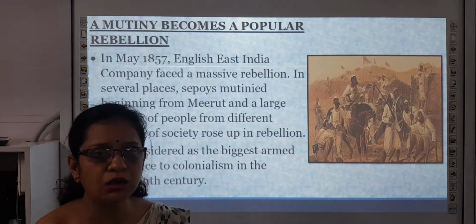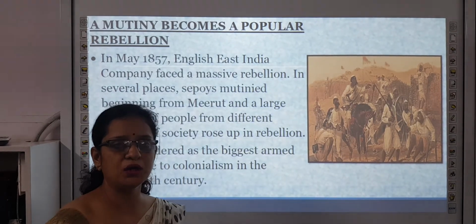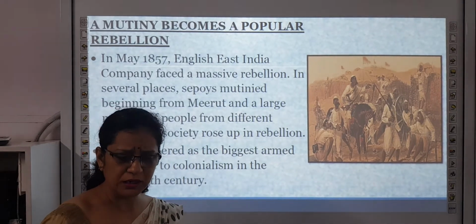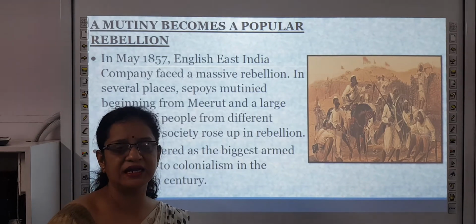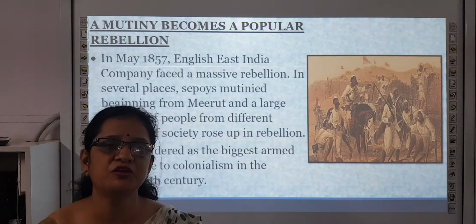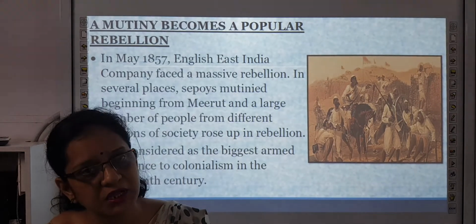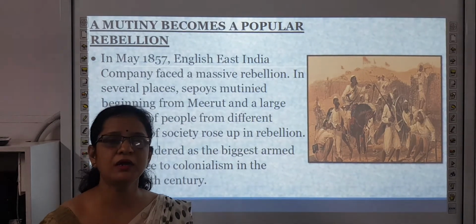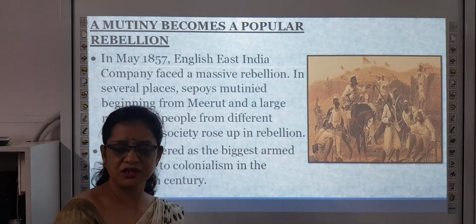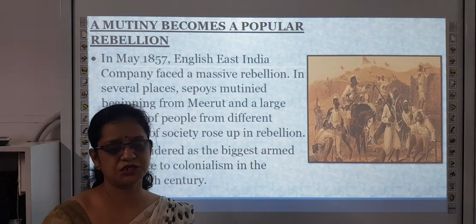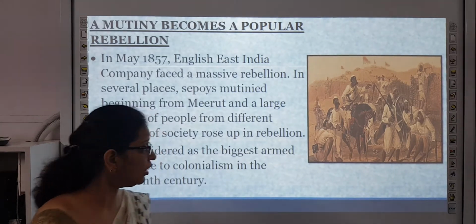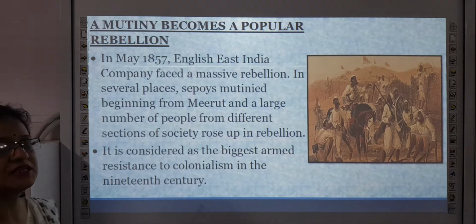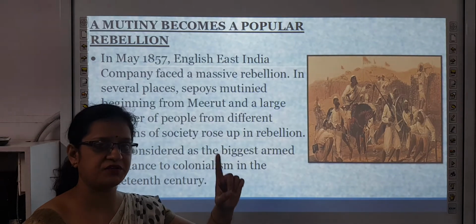Students, although the struggle between the ruler and the ruled is not quite unusual, sometimes it spreads widely, so it becomes very difficult to handle the situation. Many people began feeling that they had a common enemy and should rise against them at the same time. For such a situation to develop, people have to develop organization, communication, take initiative and show confidence to turn the situation around. It is considered the biggest armed resistance to colonialism in the 19th century. We are talking about the 1857 revolt.